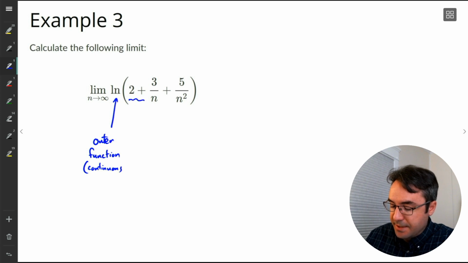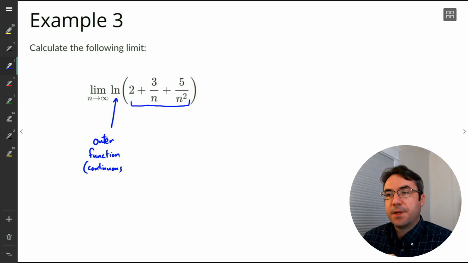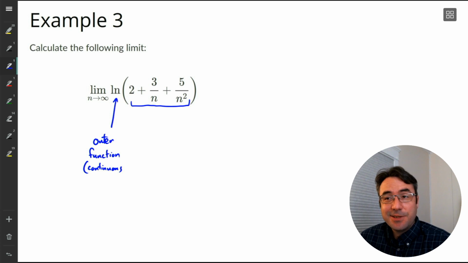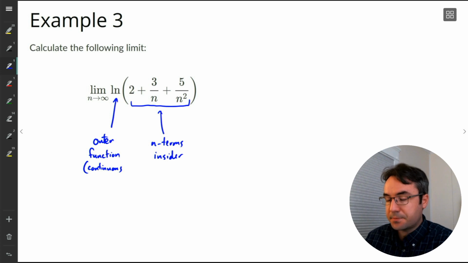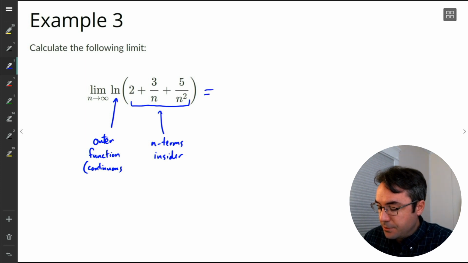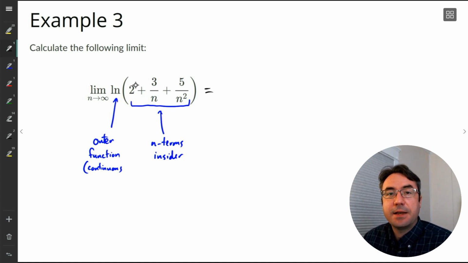And then what do we see inside that continuous outer function? Well, that's where we see all of our n terms. And they're inside. All right, so we know our natural log function, that outer function, is continuous. We see all of our n terms inside that outer function. So what we're going to do is use that result to essentially just focus on calculating the limit of those inner terms.